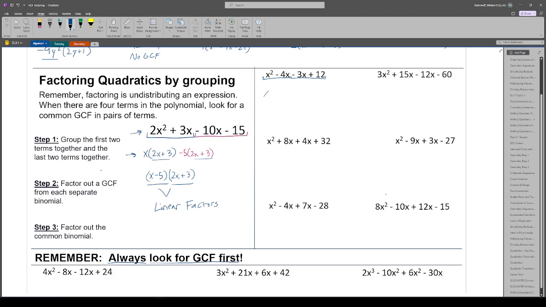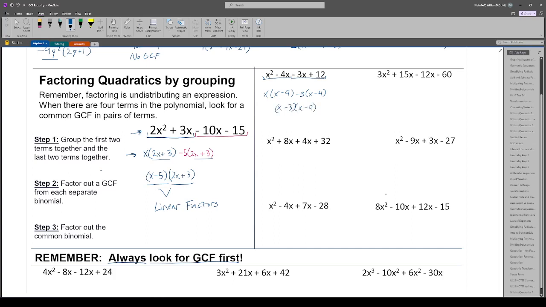That's going to give us x times x minus 4, and then we factor out a negative 3 from the second set. Because of this negative, we don't leave it inside the parentheses. So that means we're switching our signs, and we get x minus 4. That's good, they match, so we can simplify this to x minus 3 times x minus 4.